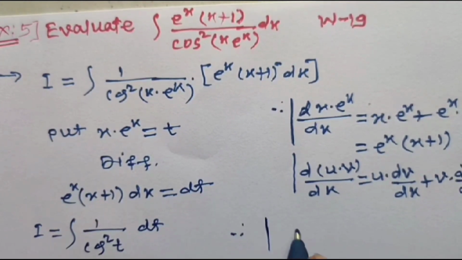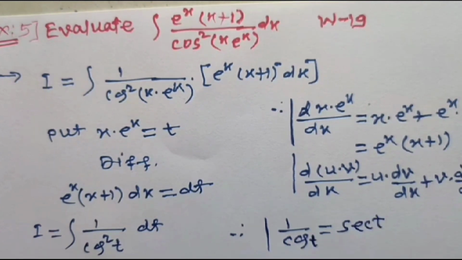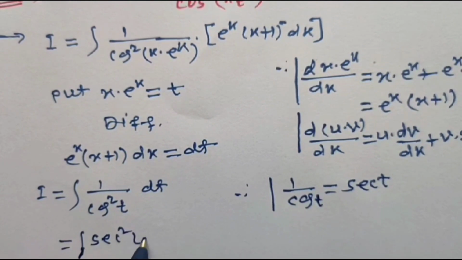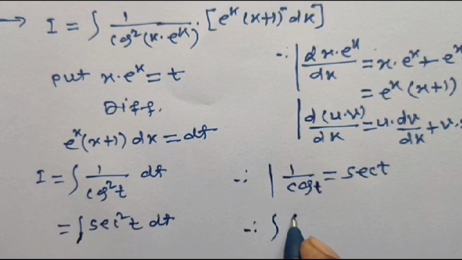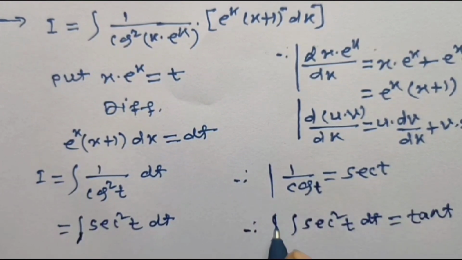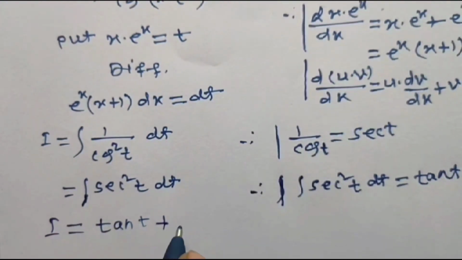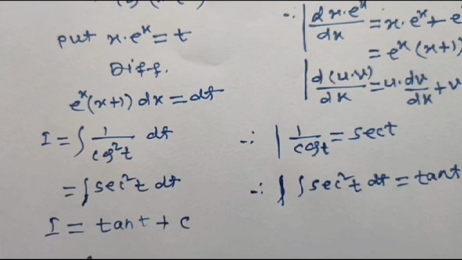But 1 upon cos t, this is the formula, is equal to sec t. Hence this can be written as integral of sec square t with respect to t. Again we know the integral of sec square t is equal to tan t. So I is equal to tan t plus integral constant c. But t is equal to x into e to the power x. The old variable is x, so I is equal to tan of x into e to the power x plus integral constant c.